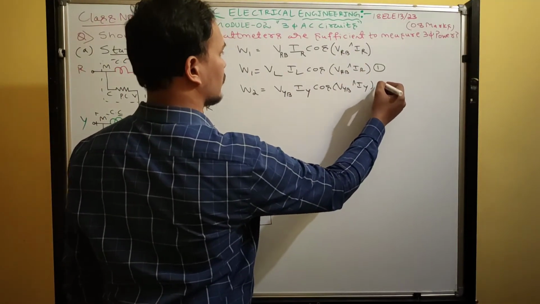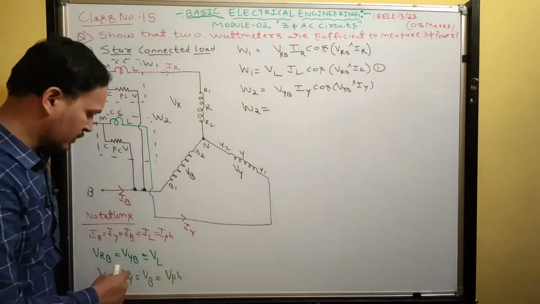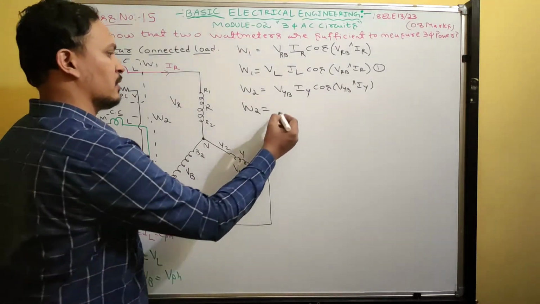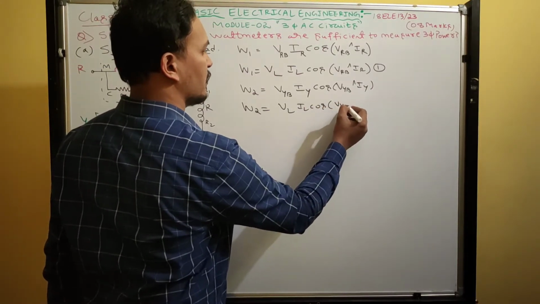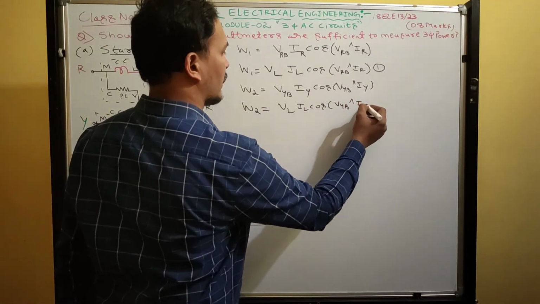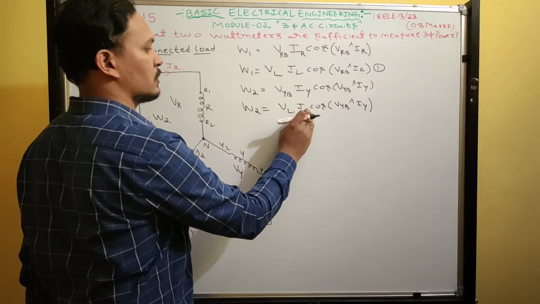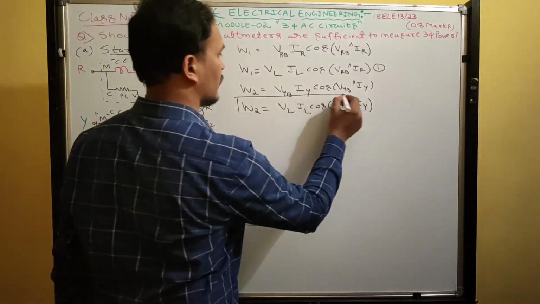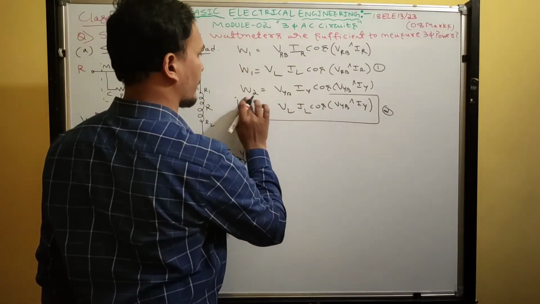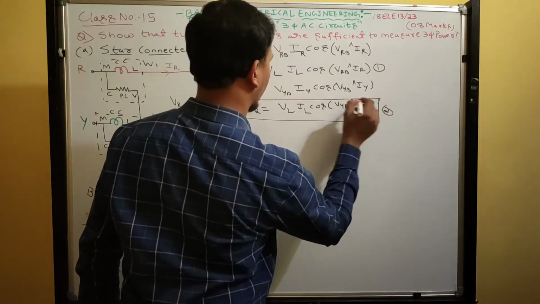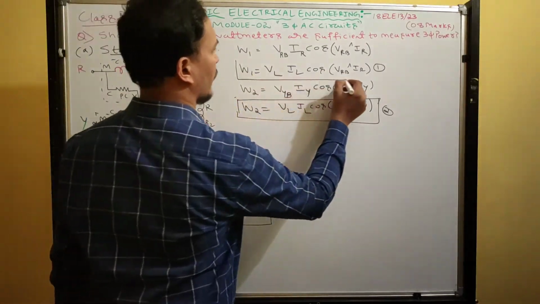Now take this equation and apply your notation concept. So W2 is equal to, what is VYB? Very good, VL. And what is IY? Line current. Into cos VYB at an angle of IY. This one you write as it is. Only here you apply the notation concept: line voltage, line current. So this is the W2 reading. Write as neat as possible. This is VYB and IY, and this is the W1 reading.